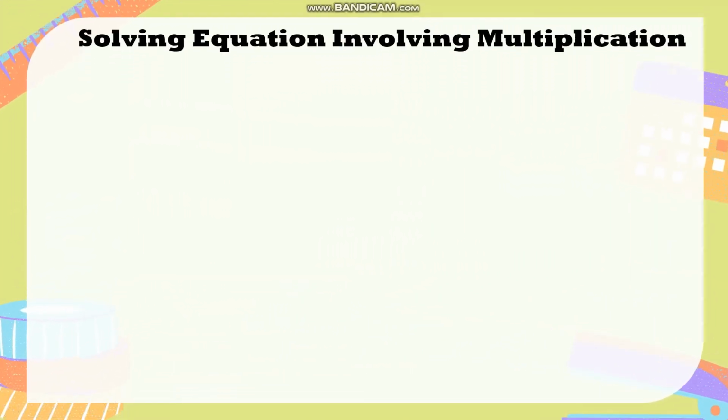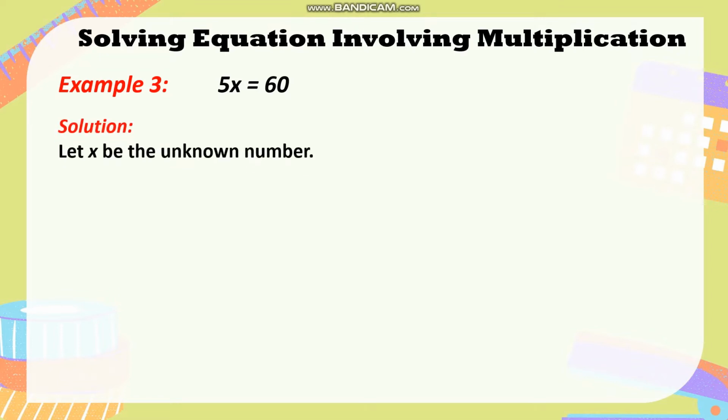Solving equation involving multiplication. Example 3. 5x equals 60. Solution. Let x be the unknown number. Given 5x or 5 times x equals 60. Wherein 5x is the side A. 60 is the side B of the equation. How to solve the equation?